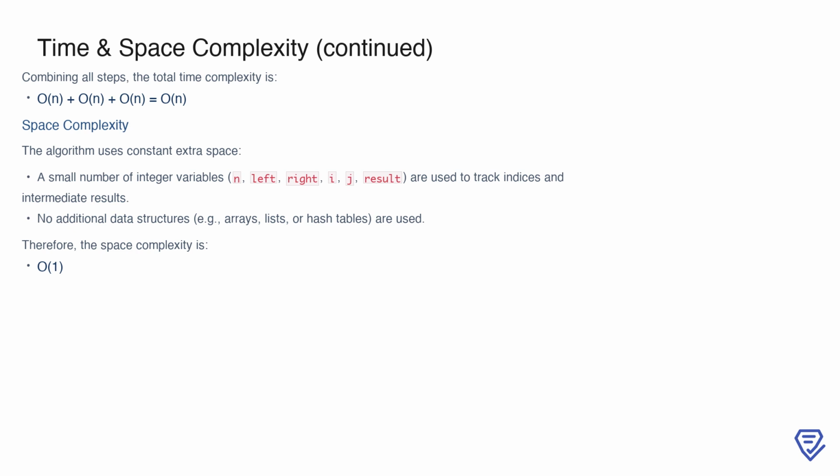Now, let's look at the space complexity. This algorithm is highly space efficient because it uses only a small number of integer variables to store indices and intermediate results, such as n, left, right, i, j, and result. Importantly, it does not make use of any additional data structures like arrays or hash tables. Since the space needed does not grow with the size of the input array, the space complexity is constant, or O(1). This combination of linear time complexity and constant space complexity makes the solution both fast and memory efficient.